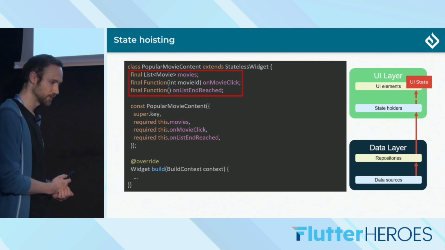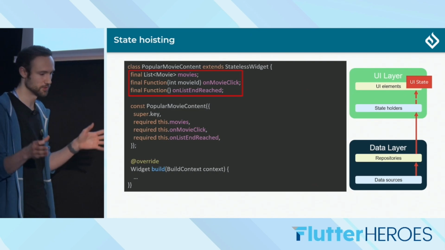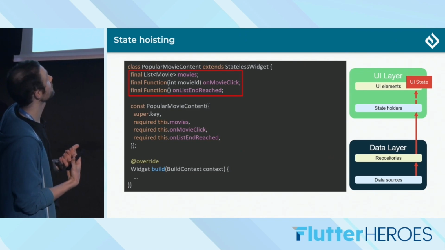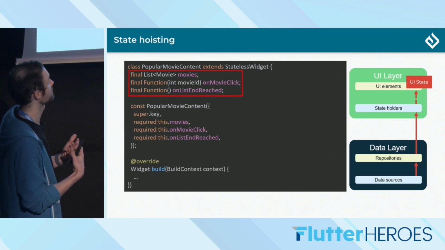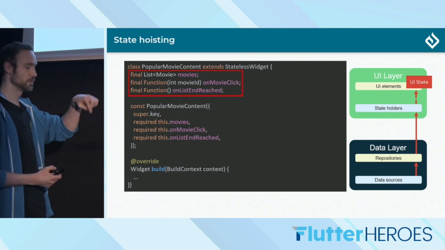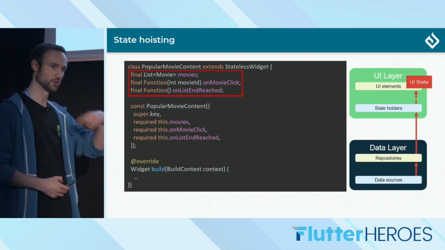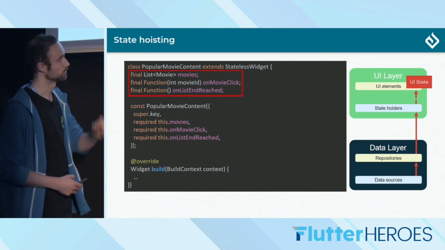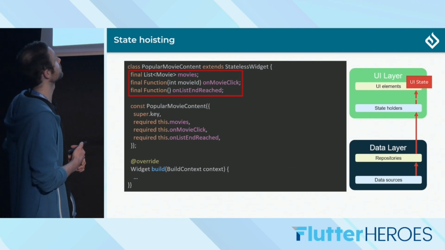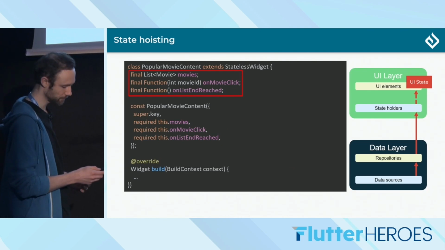As you can see, it doesn't take the state of the qubit directly, or even the qubit itself. It's just taking a list of movies and two lambdas, which should be called when something is happening. I forgot to say, when we reach the end of our list, then we want to load the next page, like loading the next 20 elements. That's the lower callback on list end reached. Then we want to load our next chunk of movies.